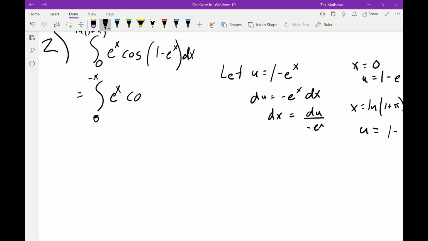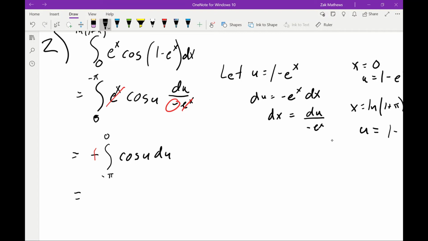e to the x cosine of u du over a negative e to the x. A couple things I could do here. For one, sometimes we get a block of integrating to a smaller number. So if we wanted to switch this, we could go from negative pi to 0, and that would mean we'd put a negative out front. The e to the x's would cancel, but notice there's a negative there, so that's actually going to turn that back into a positive. And then we have cosine u du. Didn't have to make that switch. We could have left it 0 to negative pi, and we would have had just a negative. It doesn't matter at all.